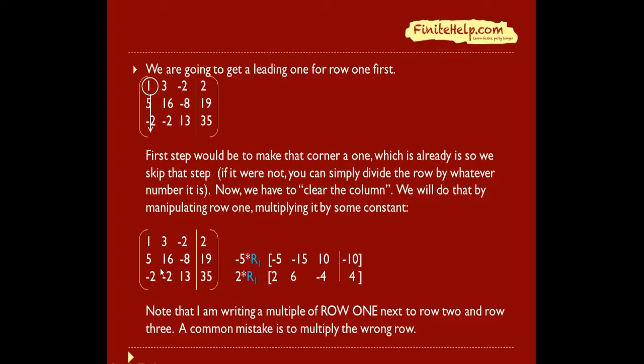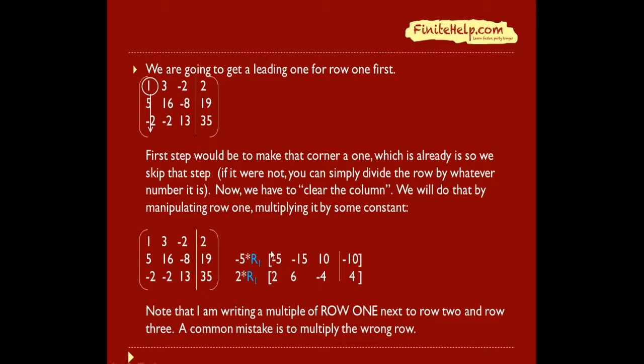And notice I have put the negative 5 times row 1 right next to row 2. A very easy mistake to make is to write down negative 5 times row 1 and start multiplying row 2 by negative 5. I purposefully chose to write down negative 5 times row 1 right next to row 2 because afterward, when we add, it's much simpler. So just make sure you don't make the mistake of multiplying the wrong rows. Here I have it in blue to emphasize that we're multiplying negative 5 times row 1.